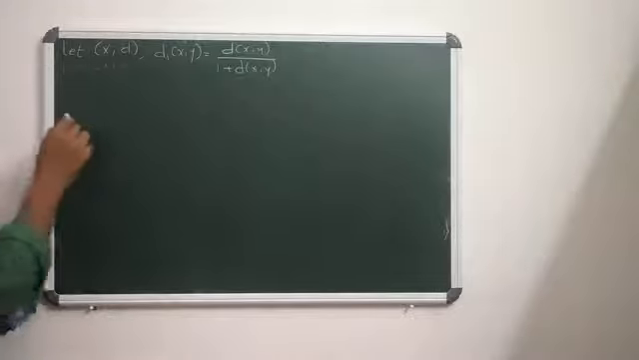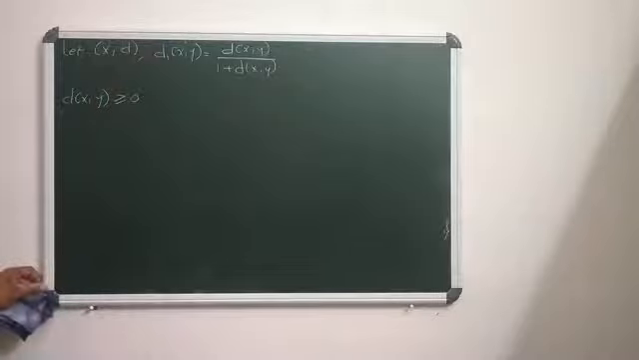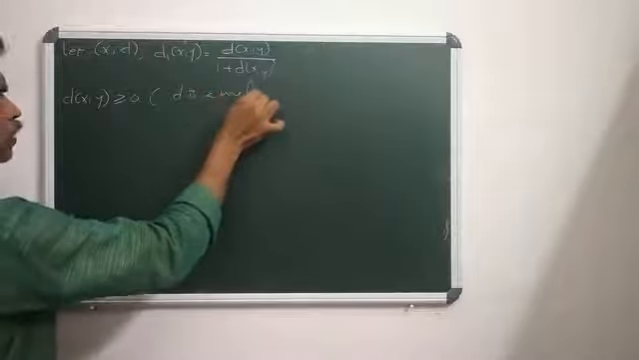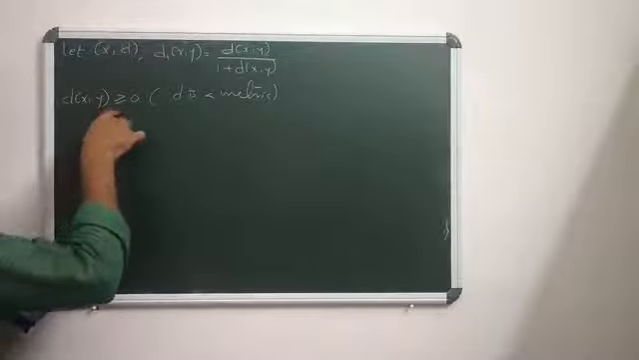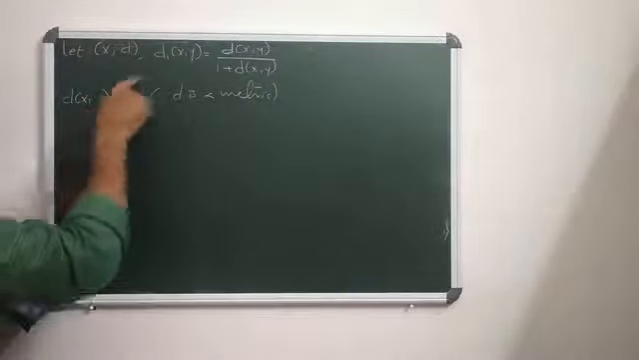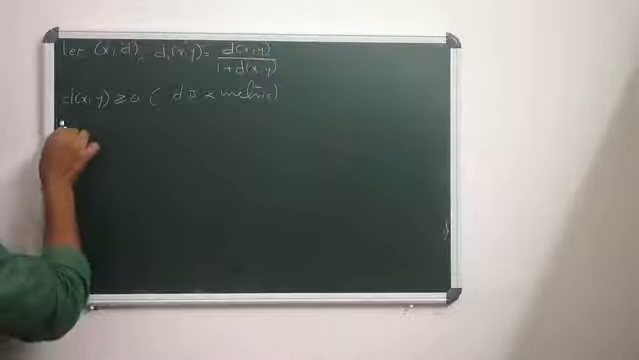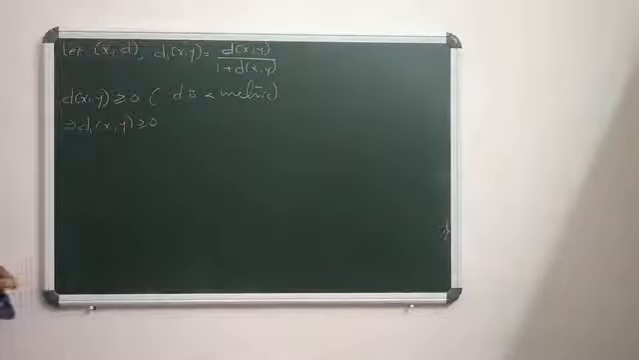Since d is a metric, d(x,y) greater than or equals 0. Since d(x,y) greater than or equals 0, the numerator is greater than or equals 0, and 1 plus d(x,y) is also greater than or equals 0. Numerator and denominator are both greater than or equals 0, so this implies d1(x,y) greater than or equals 0. Clear?